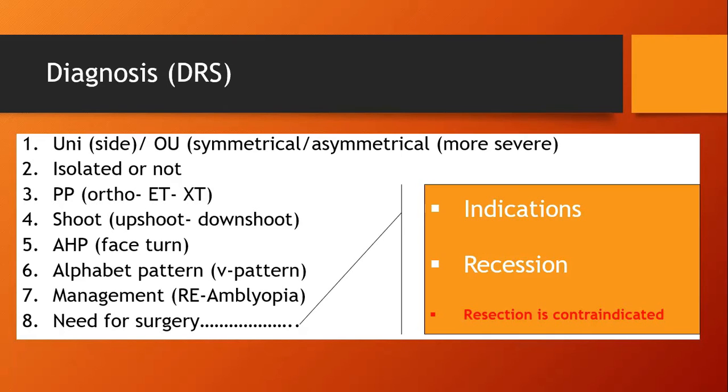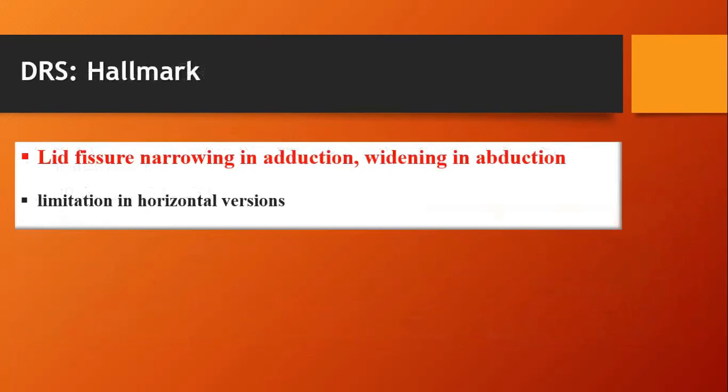Another point, if you have an esotropic Duane and you resect the medial rectus, you are trying to improve the alignment in the primary position and the abnormal head posture, but still the abduction will be limited. So in type 1 esotropic Duane, whenever you resect the medial rectus, the abduction is still limited. So again, don't forget the hallmark of Duane.